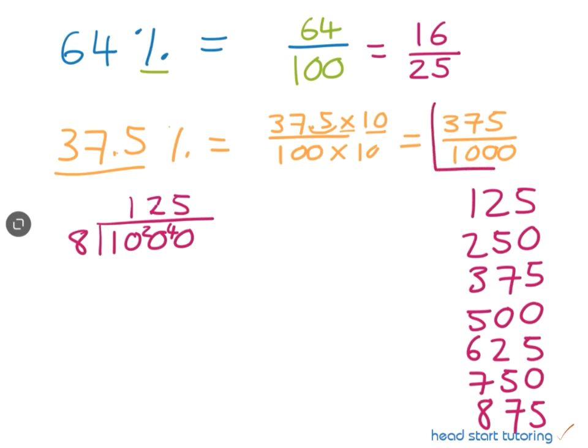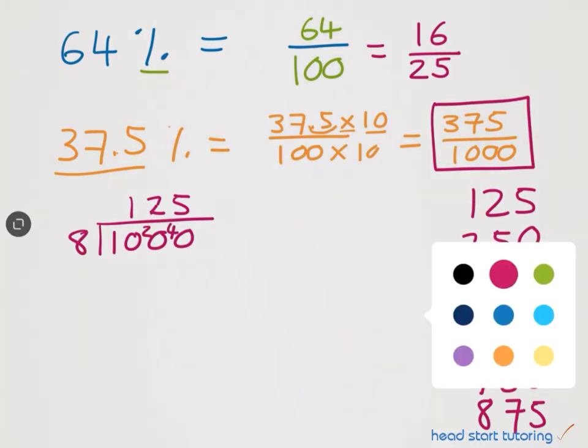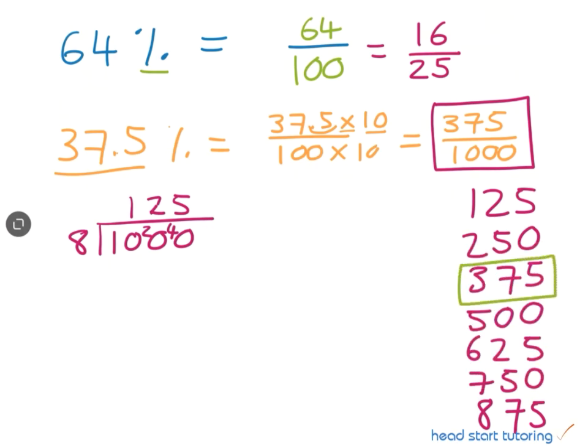So when we are simplifying 375 over 1000, because our denominator is 1000, we need to check to see whether our numerator is a multiple of 125, and we can see here that it is. So 3 times 125 gives us an answer of 375, and as you can see here, 125 fits into 1000 8 times.